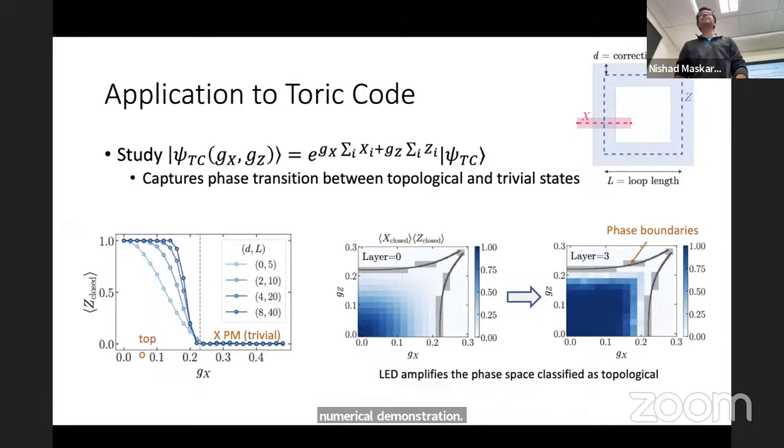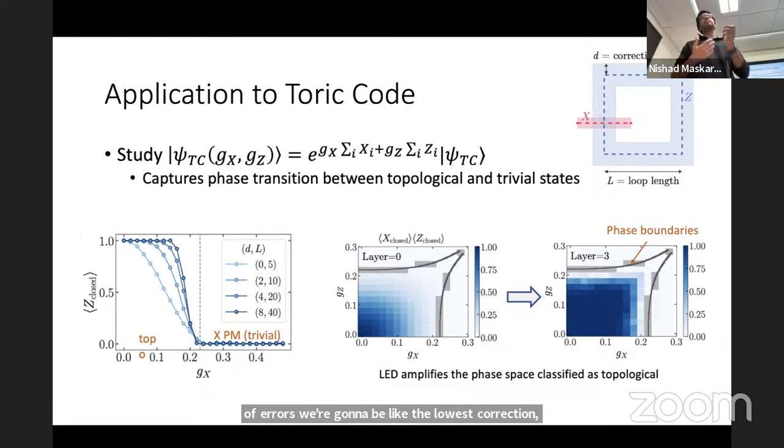Yes. So if your Gx and Gz are imaginary numbers, do you see a similar result, or do you expect your Z operator to change? Yeah, okay, also a really good question. So let's say Gx and Gz are imaginary, so now this is a unitary rotation. If Gx and Gz are small enough, then we know that this thing will create a low density of errors in the input state. And as long as the density of errors is low, we're going to be below some correction threshold, and we will be able to classify this state as topological.